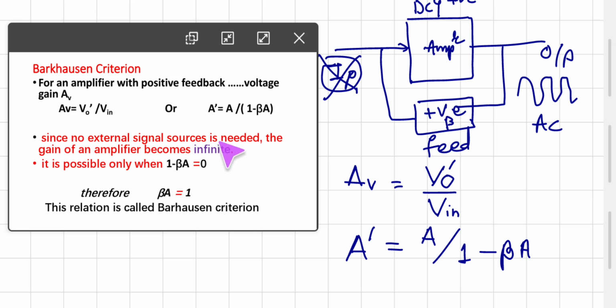So since no external source is needed, remember that note, as no external source is needed, the gain of the amplifier becomes infinite. If an external source is not taken, that means V in is absent. When V in is absent, V in is 0, and then AV is equal to V0 dash upon 0, which turns out to be infinite. And it is possible, but the gain A dash is equal to A upon 1 minus beta A. So this gain is infinite only when 1 minus beta A is equal to 0. That is the condition for oscillations, Barkhausen's criteria: in designing an oscillator we should know that beta times A is exactly equal to 1, and this is called Barkhausen's criteria regarding positive feedback in an oscillator.